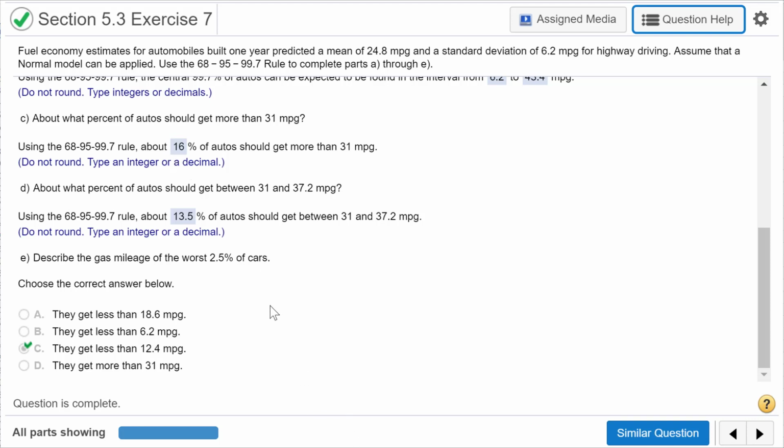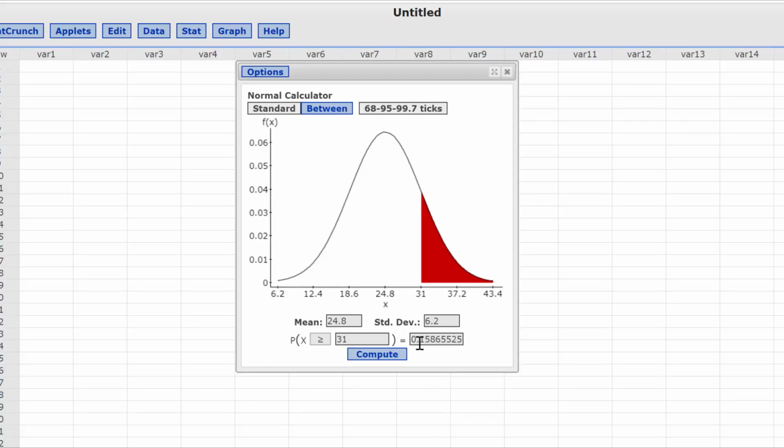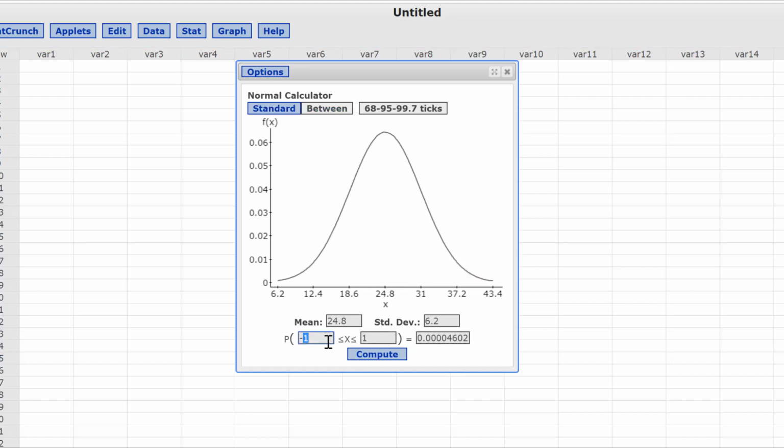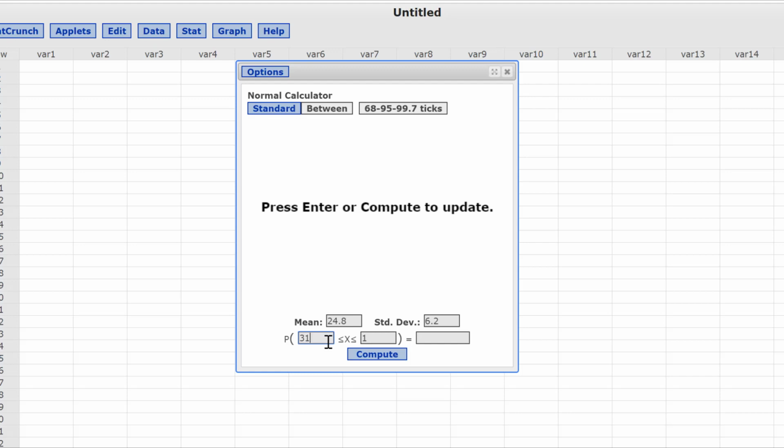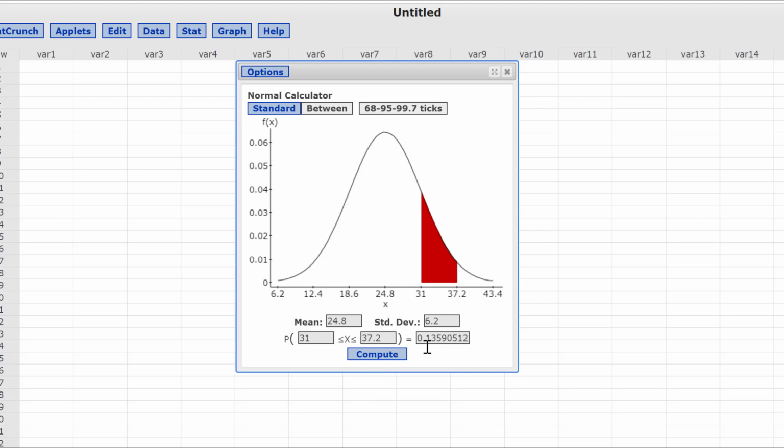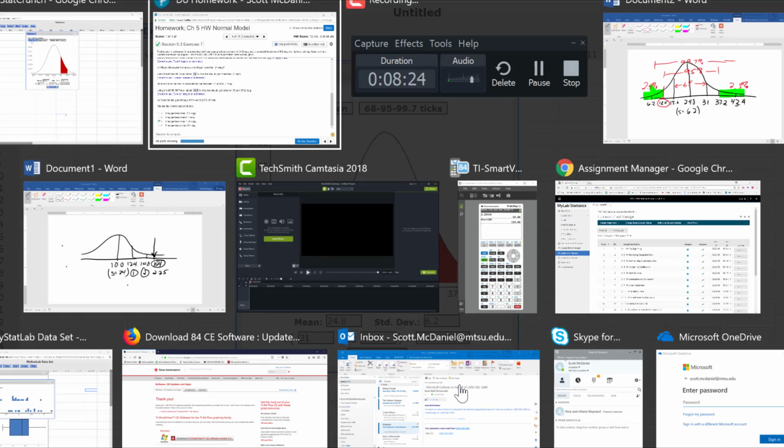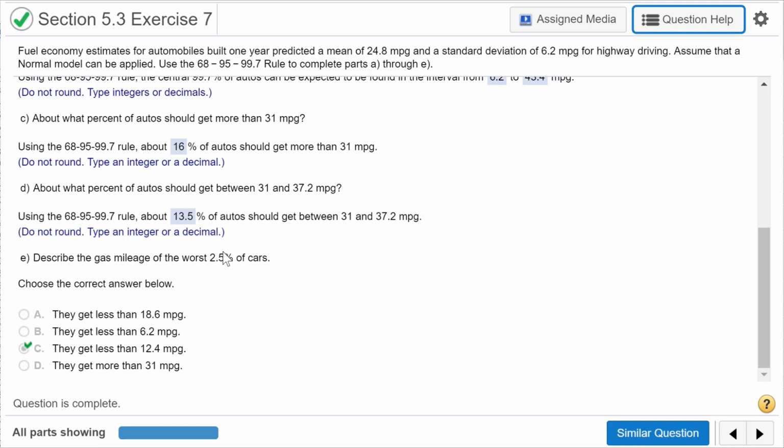Later on, we'll see how to do this exactly, and I'm kind of showing you how to do it exactly. Between 31 and 37.2. Here's where we click the between option, between 31 and 37.2. Okay, about 13.6%. 13.5%. Okay, do you see how that works?